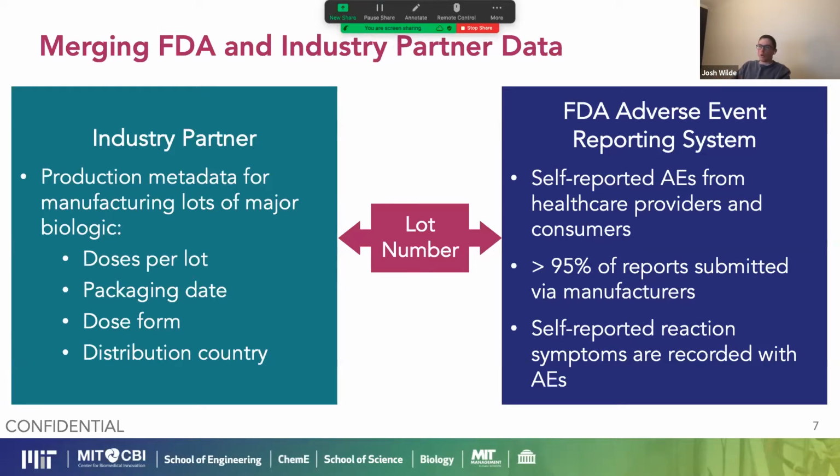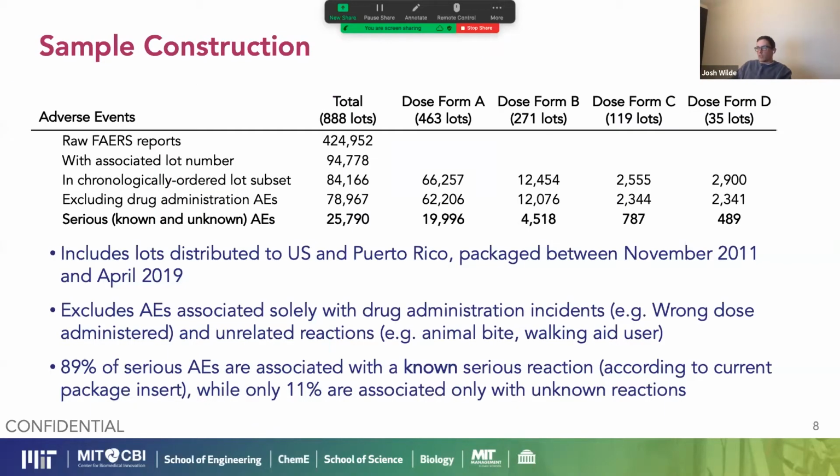And then we also know a way that we can order these lots and how they're related to each other. So we know the packaging date. And then we know a little bit more information like the dose form and where these lots are distributed to as well. And that meta information will become important as I go. And so what we can get out of this information.